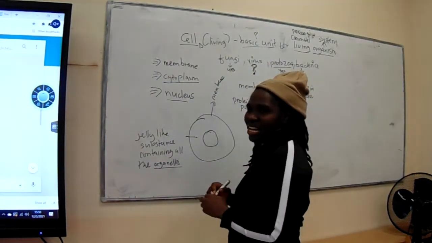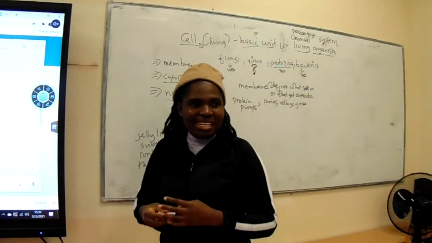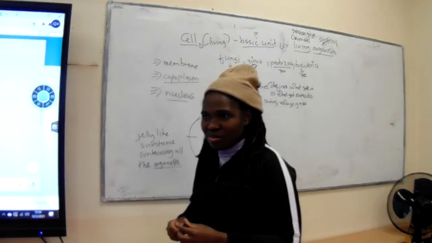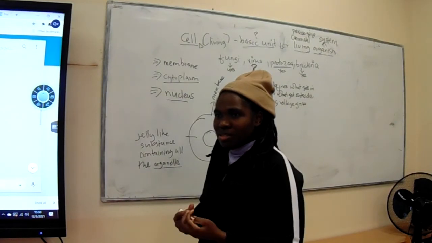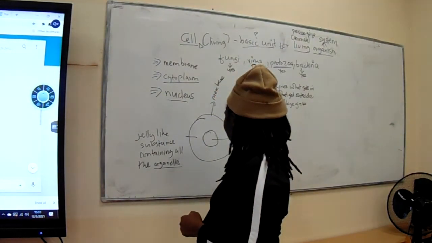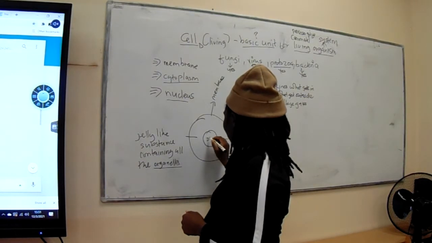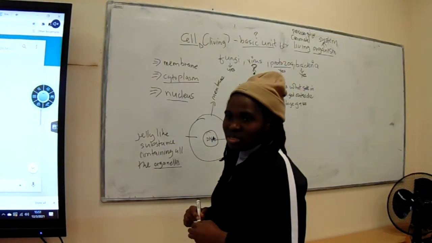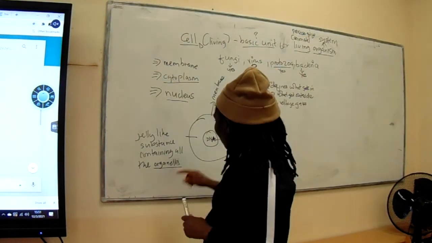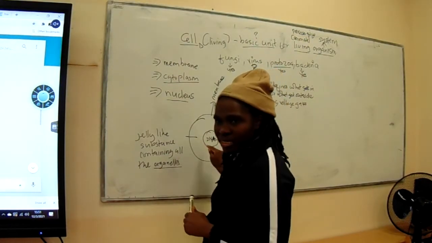And then the nucleus. Why is the nucleus very key? Why is it important as well? It's important because that's where most of the DNA is found. Actually, your DNA is, no, RNA. Your DNA is found within your what? Within your nucleus.